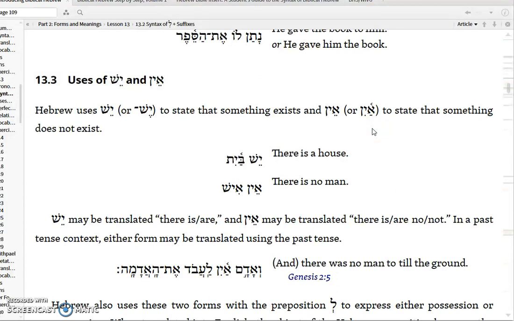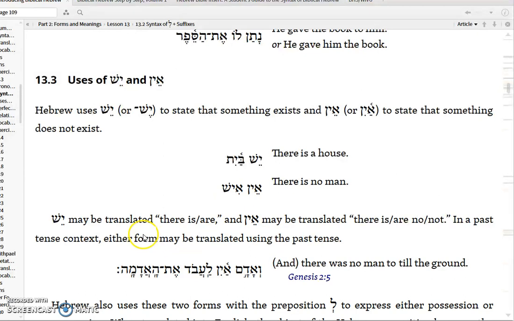not to be confused with ayin meaning I, that has an ayin. This is where not pronouncing your ayin makes a difference. But anyway, that states that something does not exist. So if you say yesh bayit, that means a house exists. If you say ein ish, that means there is no man.